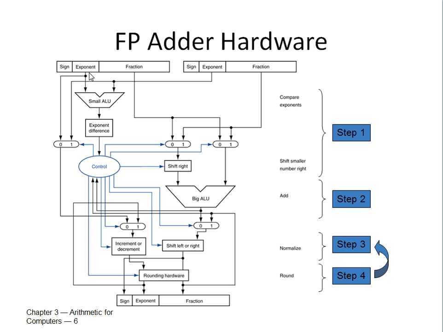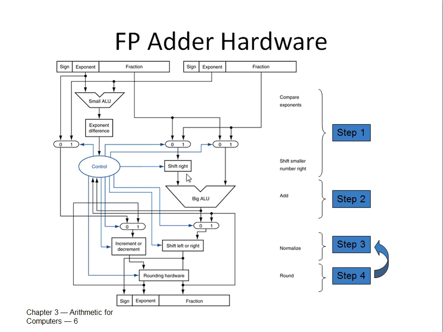Then what we need to do is take the two exponents and find out which one's bigger. So a little small ALU, we just take the difference between the two, and that comes down into the control unit. And if this one minus that one is positive, this one was bigger, so it'll tell you pick this one. If this one minus that one is negative, it'll tell you pick that one. And if it's equal to 0, then it doesn't matter, so it usually picks 0 as the default.